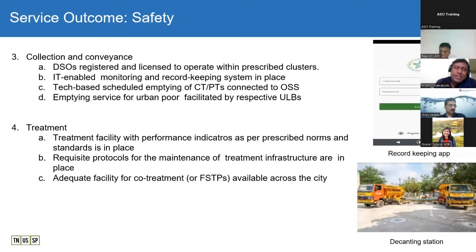As far as the treatment site is concerned, as I told you, there is a WSP, so there is no major work we have to do. We have to help the ULB so that all performance indicators are maintained, PCB testing is done every month, and maintenance protocols are in place, because it's a WSP, mostly biological. So water hazard removal, cleaning, grit removal, all this should be done. Plus, this city has been practicing co-treatment for more than a decade, so all the co-treatment sites or decanting stations are properly maintained and all protocols are being followed.